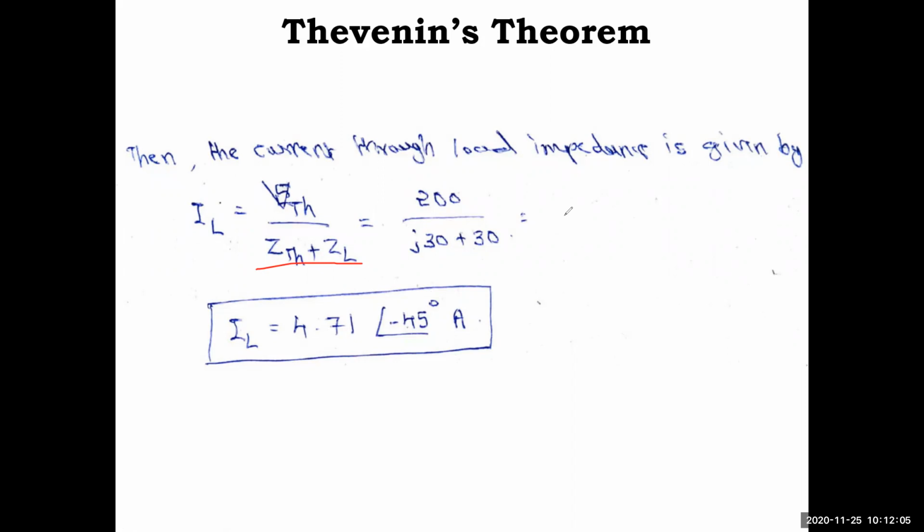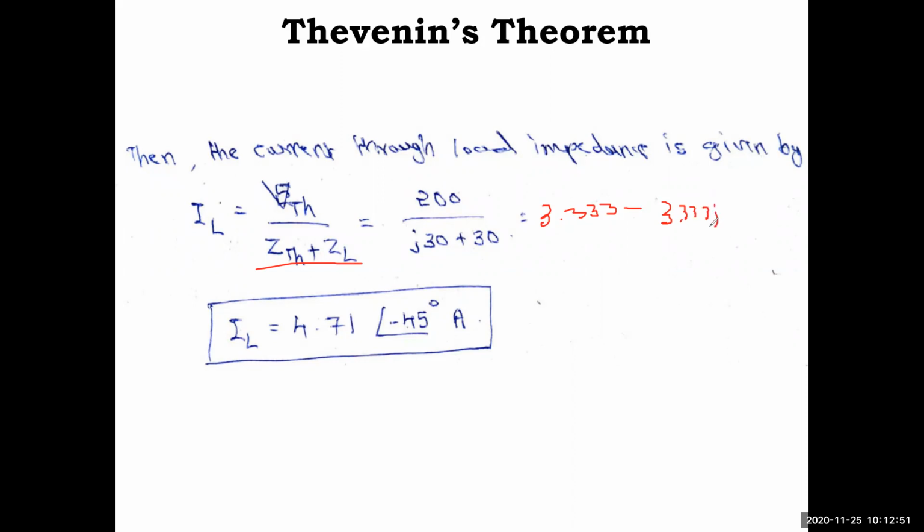So what is the answer you are getting? I can show you. In complex mode, if you keep it, use the brackets necessarily. So 200 by 30 plus 30I you have to use. It will give me the answer 3.333. Don't erase the answers, keep it as it is. There is a minus coming, so 3.333 minus 3.333I.